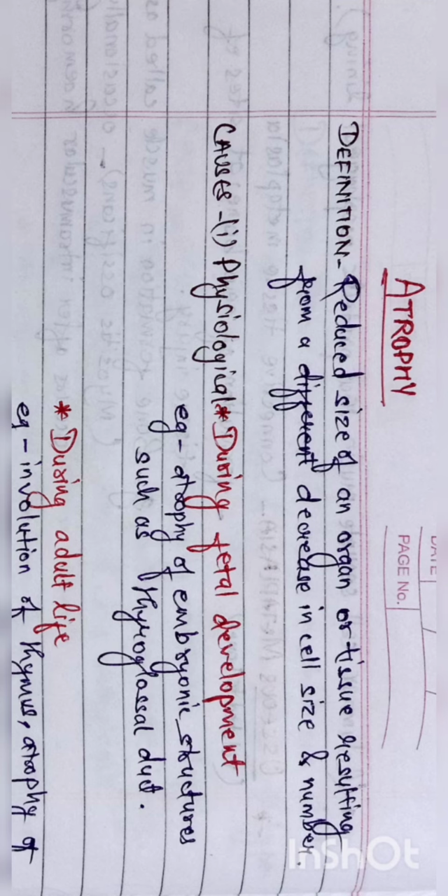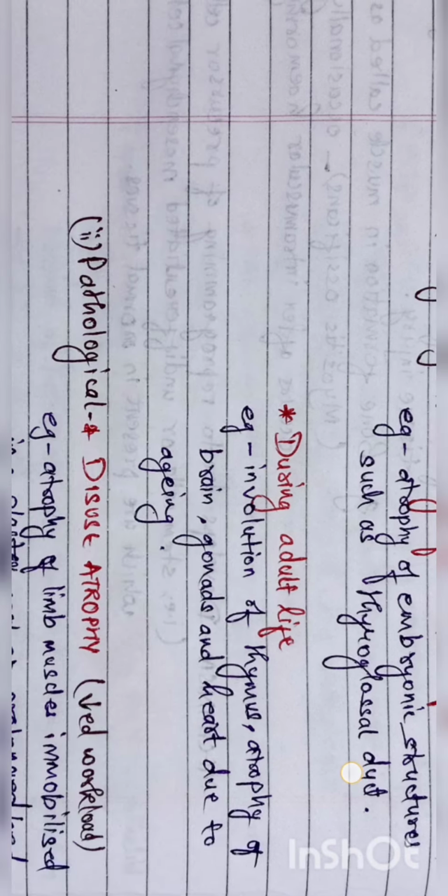Now, let's see its causes. There are physiological and pathological causes. Physiological means the normal functioning of a cell. Let's see its examples. During fetal development, for example, atrophy of embryonic structures such as the thyroglossal duct. During adult life, involution of the thymus, atrophy of the brain, gonads and heart due to aging. As aging happens, there is a decrease in the function of a particular organ.